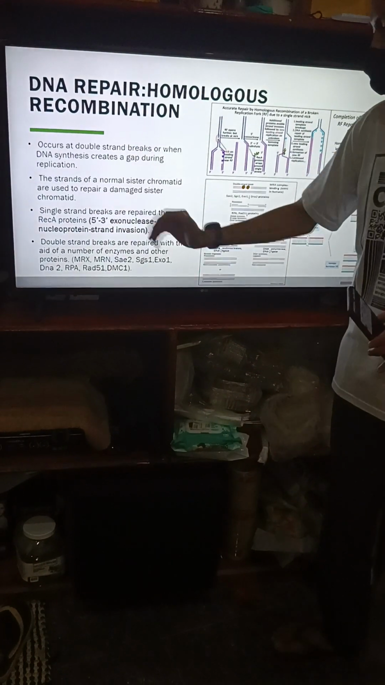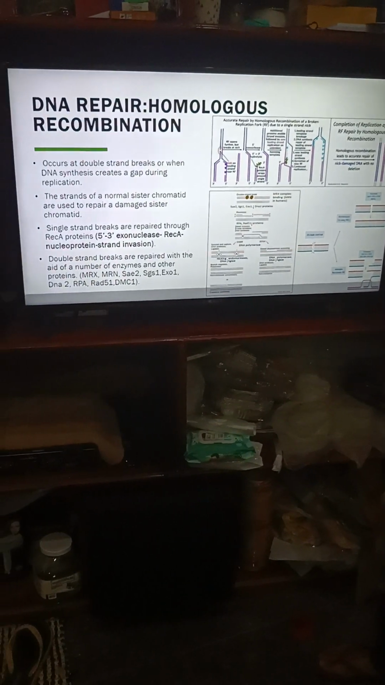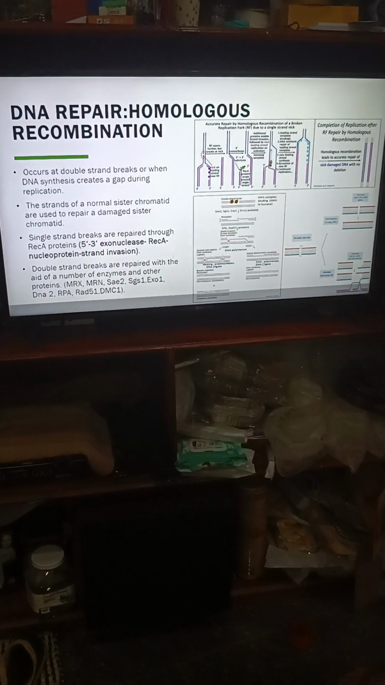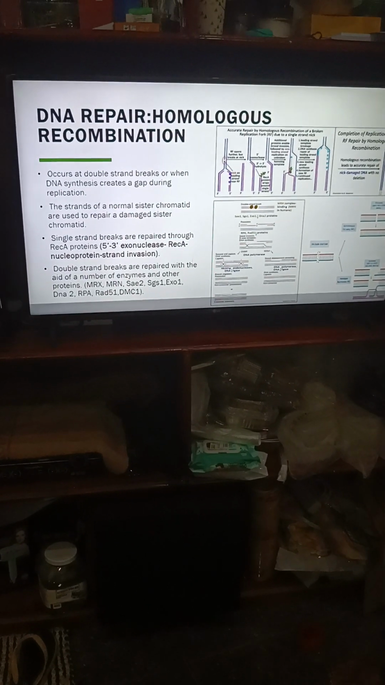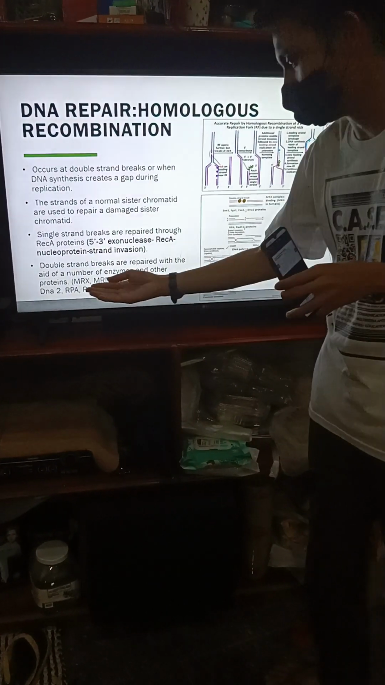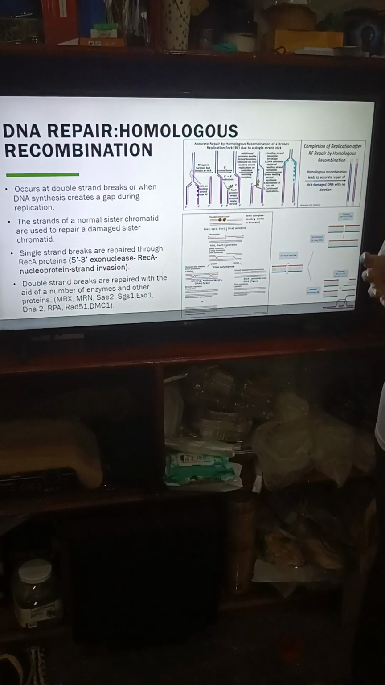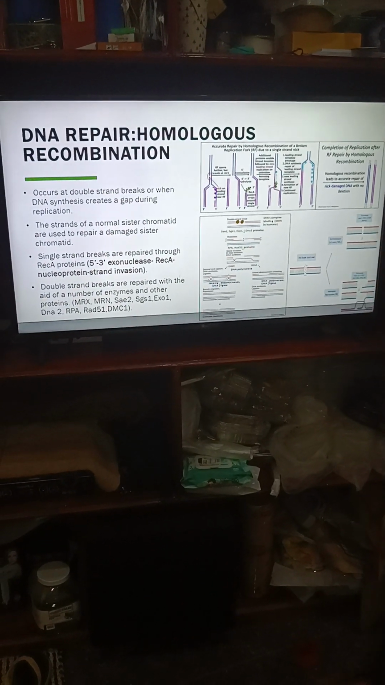So the single strand breaks are repaired through the RecA proteins, 5' to 3' exonuclease, RecA nucleoprotein strand invasion, where double strand breaks are repaired with the aid of a number of enzymes and other proteins. Examples of proteins are MRX, MRN, Sae2, Sgs1, Exo1, Dna2, RPA, Rad51, and Dmc1.